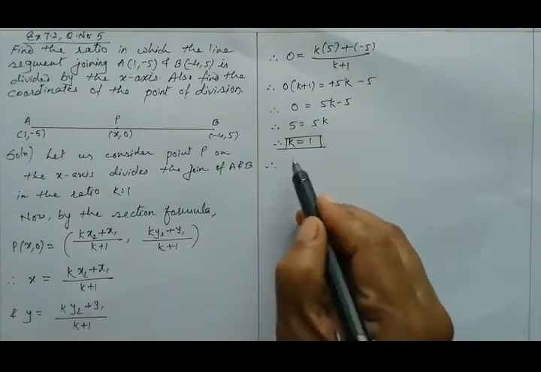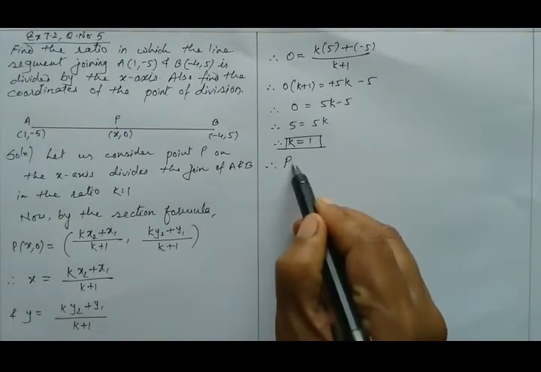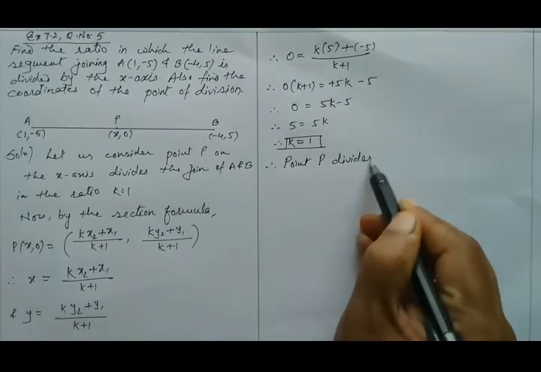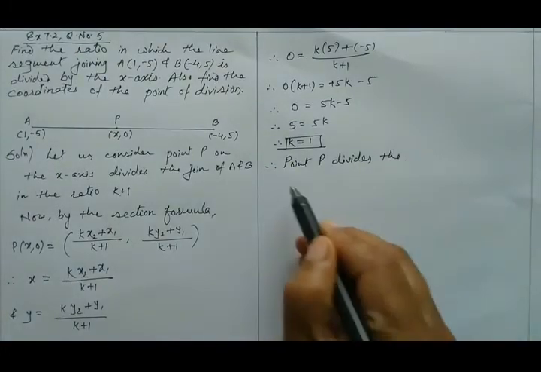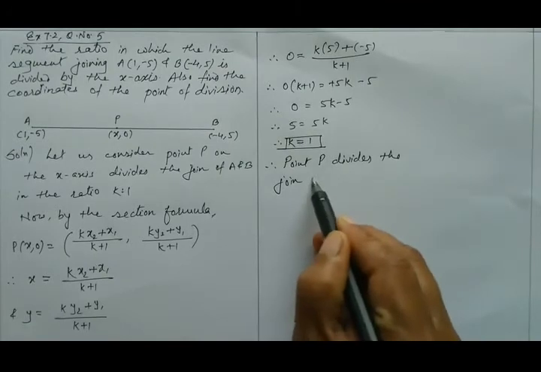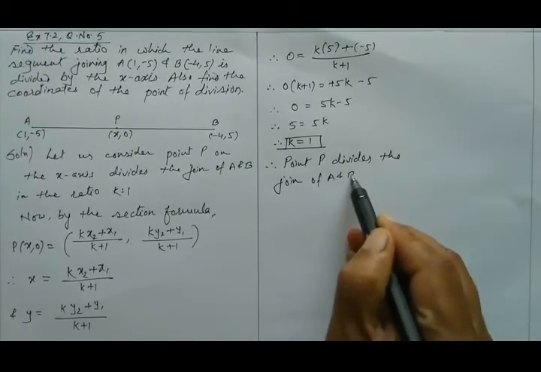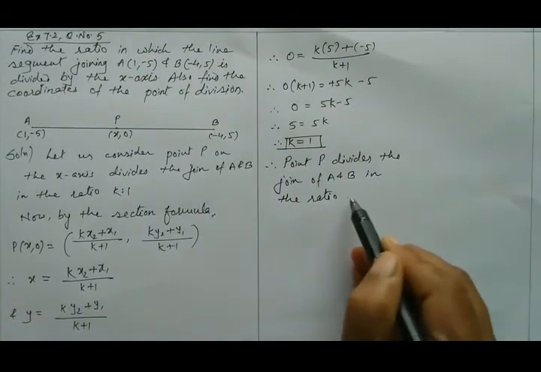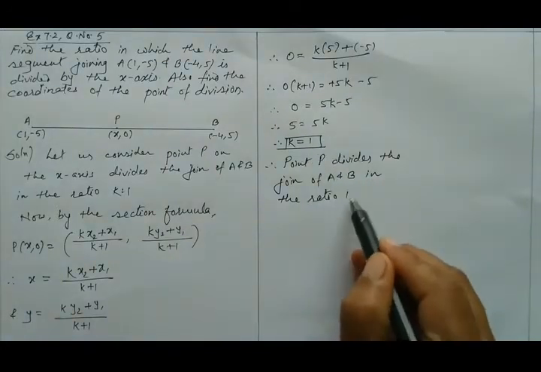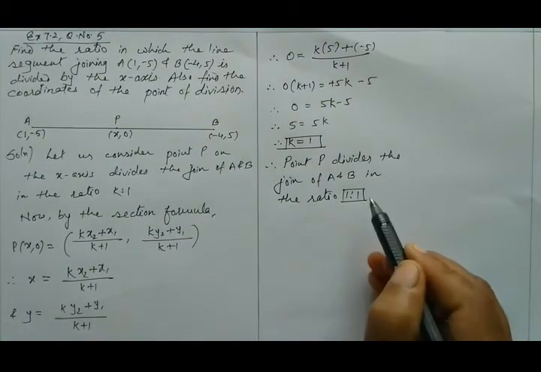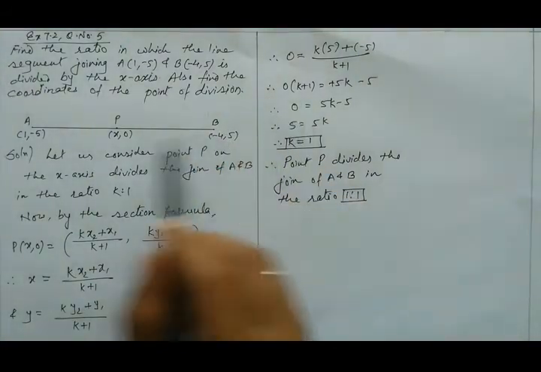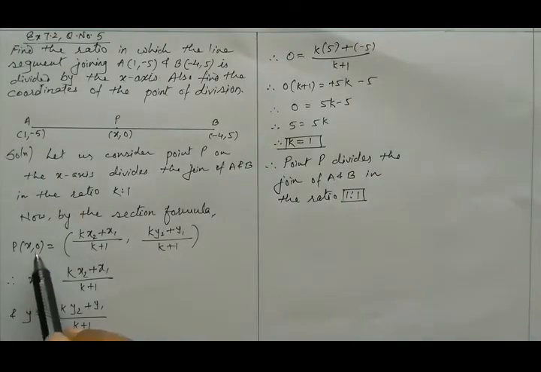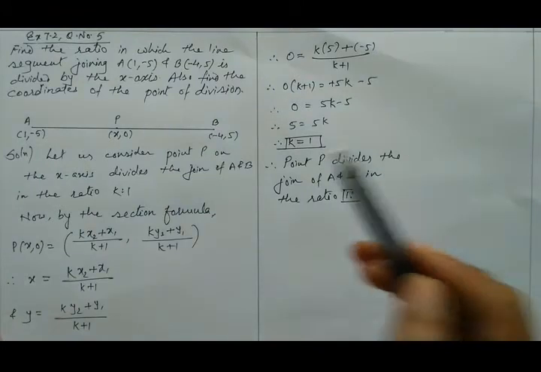Therefore point P divides the join of A and B in the ratio k is to 1. So k is 1, so the ratio is 1 is to 1. Now they said also find the coordinates of the point P. Okay, so now one coordinate, the y coordinate is 0, so we started with y, and we got k is 1.